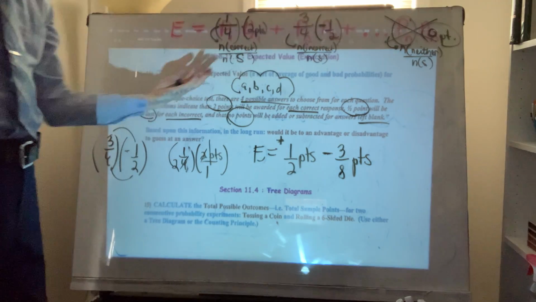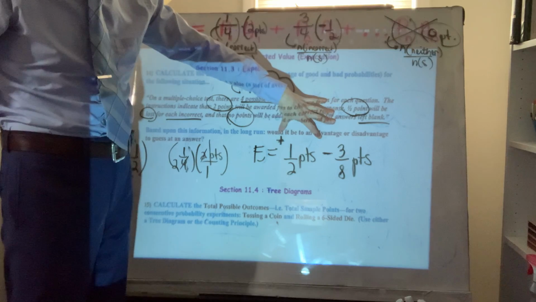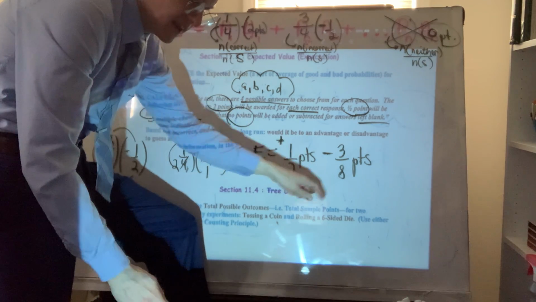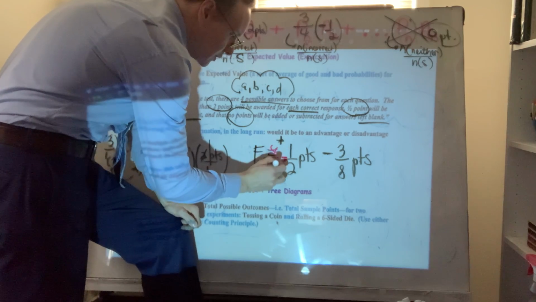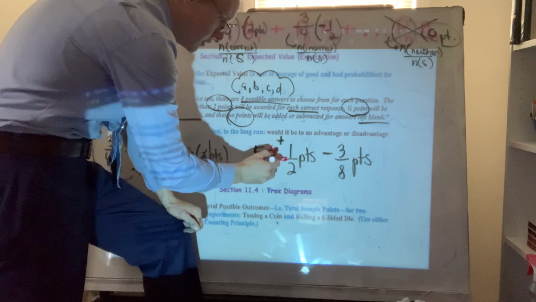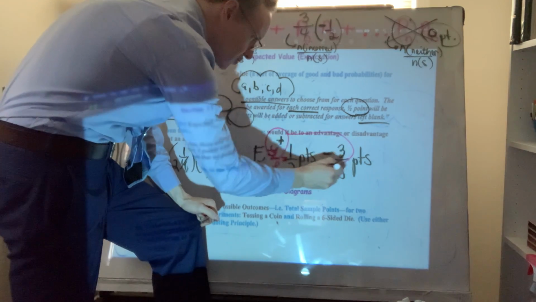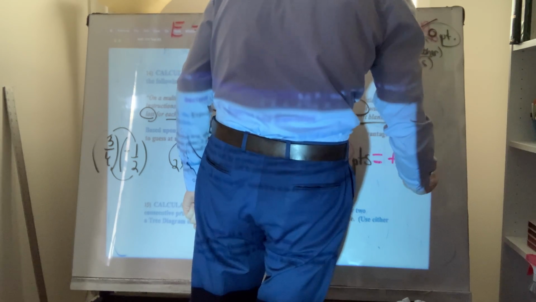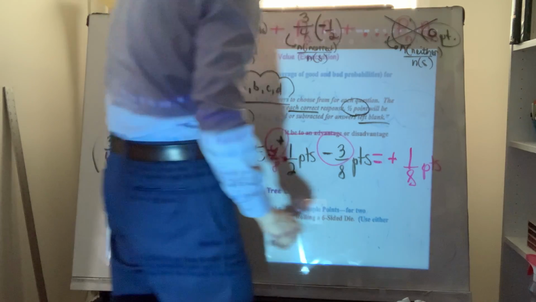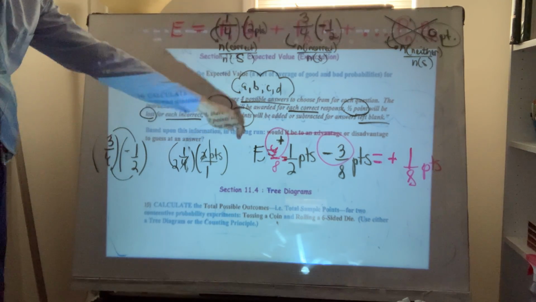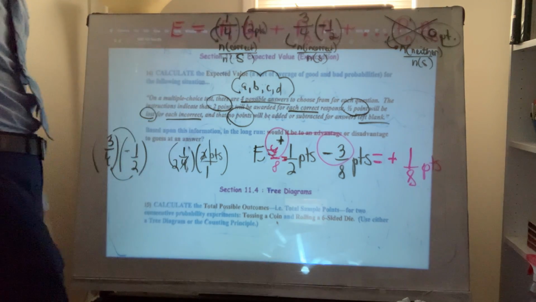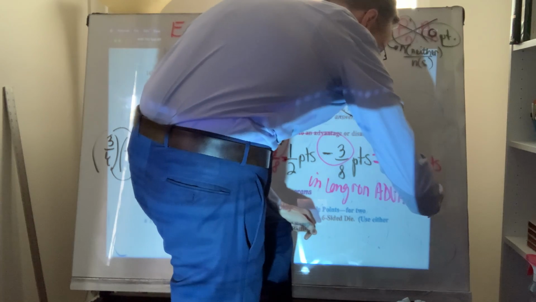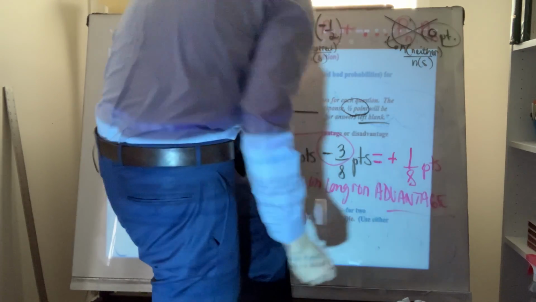All right. Now, since the third condition is not actually mathematically possible, you're really just going to combine these points here and these points here. So what's the equivalent of 1/2 in terms of eighths? This would be equal to 4/8, right? The relationship 1 to 2 is the same as the relationship of 4 to 8. Right? So 4/8 positive minus 3 means that overall what you would get is a positive 1/8 points. Alright? So this answers the question, based upon this information in the long run, would it be an advantage or a disadvantage to guess at an answer? Right? In the long run, it would be an advantage.